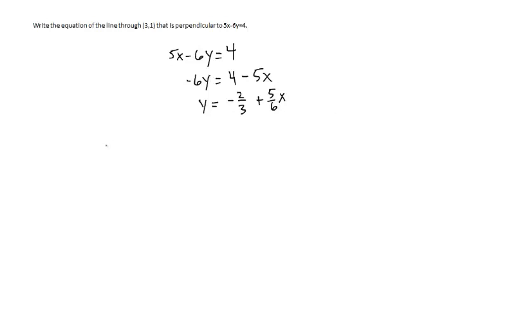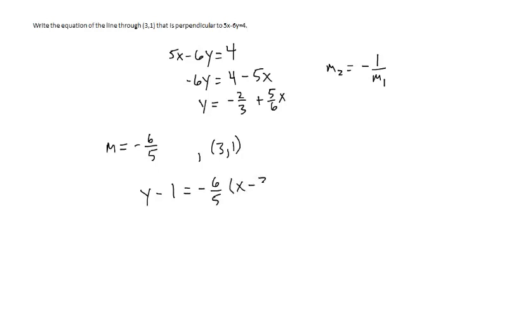So the slope of the line we're looking for here, m, we're going to take the reciprocal, so we're going to flip the fraction, and we're going to add a negative sign to it. And in the textbook, that is written like this: negative 1 over m1. So now that we found the slope of the line we're looking for, and we also were given a point, the point 3, 1, now we can use point slope form. So we have y minus y1, which is 1, is equal to m, negative 6/5, times x minus 3.